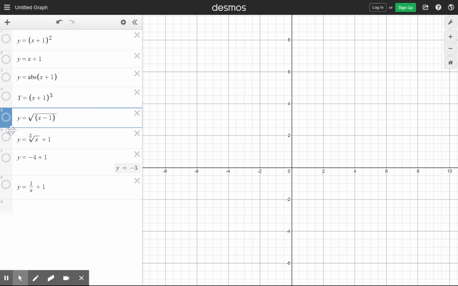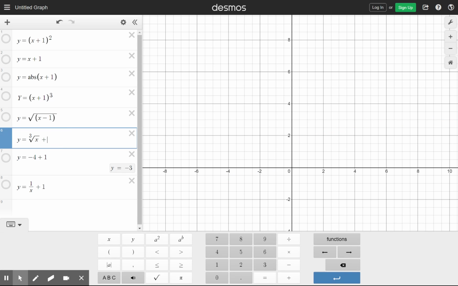Okay, next we will look at our basic cube root function. At this time, we'll replace the x with x minus 1. And there you see it shifted to the right. If we replace it with x plus 1, it shifts to the left.